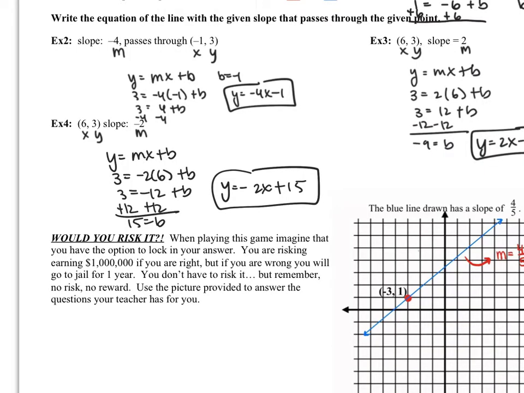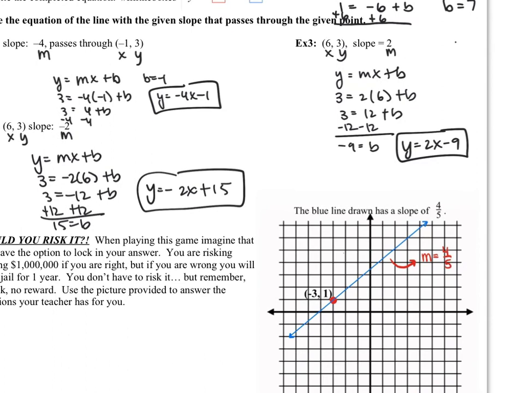So on example 2, I replaced y with 3, m with -4, and x with -1. I don't know my plus b. It's important that this part is here as well, because if it's not there, this would just say 3 equals 4, which is not a correct equation. I need to show that I'm solving for something. -4 times -1 is +4, and then to get b by itself, I subtracted it from both sides to get a y-intercept of -1. Again, I want to make sure I write my complete equation of y equals -4x minus 1.